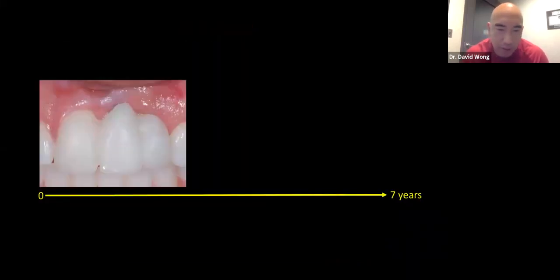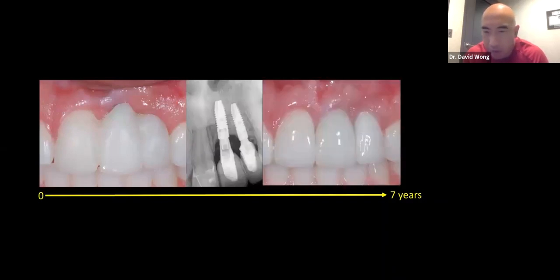So here's time 0, and here we are at 7 years. And this is what we can do even when the implants are placed a centimeter deep. So I felt really good about this result, as did Katie.